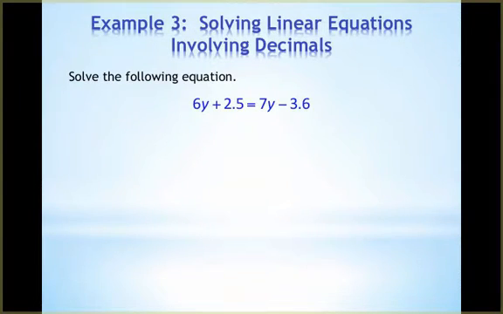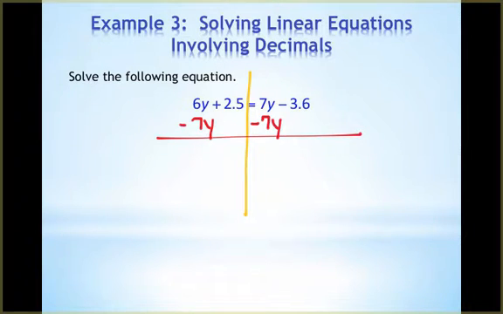Looking at this equation, again, we see that we don't have any like terms on either side of the equation, so I'm just going to draw a real light yellow line so we can see the two sides of the equation. We don't have like terms on either side, so let's get our variables together and our constants together. So this time I'm going to move my variables first so you can see it doesn't matter which way you do it. 6y minus 7y would be negative 1y, or just negative y, plus 2.5 equals, and then the other side would be negative 3.6.